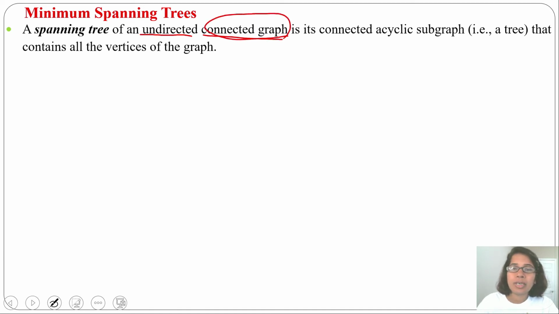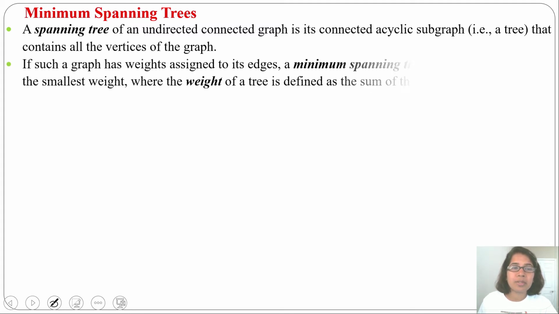And it should be connected. If it is not connected, then we will get different components, and for different components, we can make separate spanning trees. It will not be one spanning tree. So it should be connected and undirected. If the graph is an undirected weighted connected graph, meaning some weights are assigned to every edge, then the sum of the weights in the spanning tree is called the total weight and the spanning tree is called a minimum spanning tree.